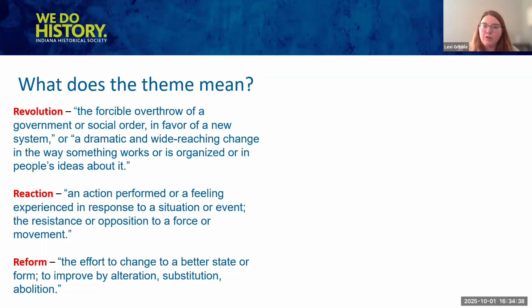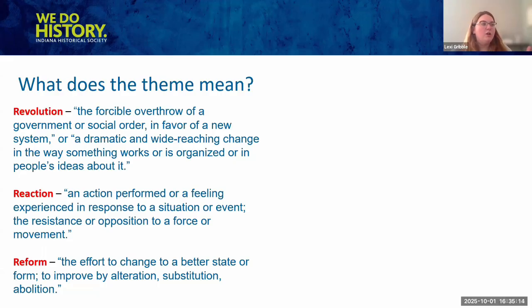Revolution, reaction, reform, kind of three different things, but when you look at them together, you can kind of see that they're intertwined or interconnected. So revolution is that forcible overthrow of a government or social order in favor of a new system or a dramatic or wide-reaching change. So you could think of this as revolutions we might have learned about in class, such as American Revolution, French Revolution, Industrial Revolution, but also this could be a revolutionary person or invention or business that was revolutionary in its day.